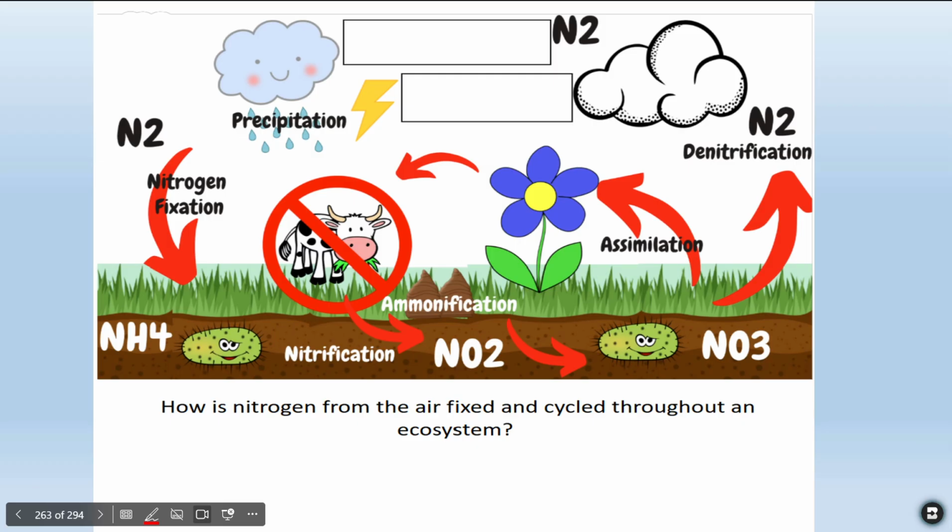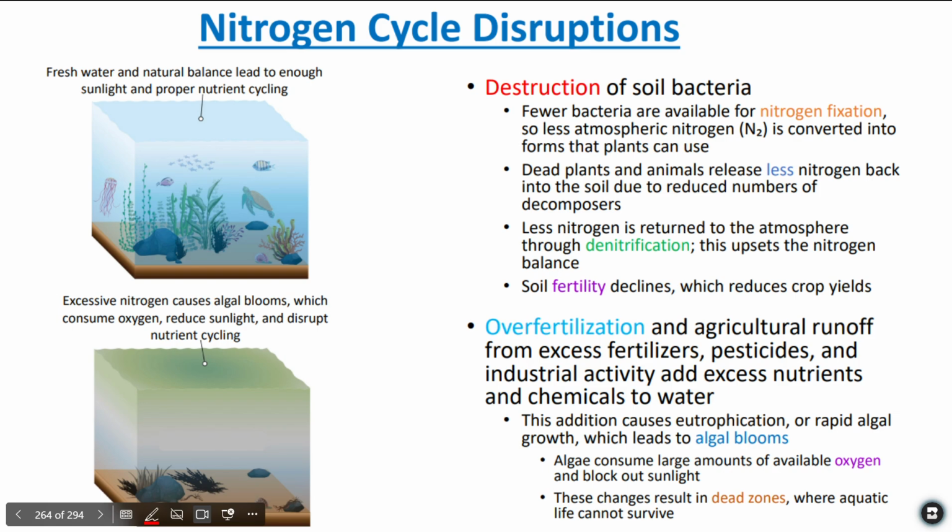Now let's look at page 23 for the nitrogen cycle. In the nitrogen cycle, we are looking at how nitrogen moves through an ecosystem. Nitrogen is one of the important elements of life. Now, just like the carbon cycle, the nitrogen cycle can also be disrupted thanks to human activity.